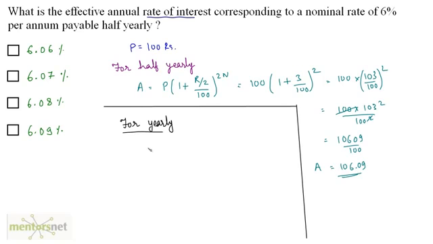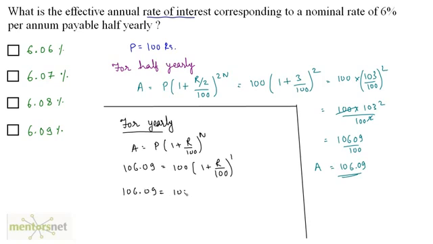Now for interest compounded yearly, we have amount is equal to P into 1 plus R upon 100 raised to N. Now N is 1 year. The amount is 106.09, which is equal to 100 into 1 plus R, which is what we have to find, upon 100 raised to N, which is 1. So 106.09 is equal to 100 plus R. Therefore R is equal to 106.09 minus 100, that's 6.09%. So the rate is option D, 6.09%.